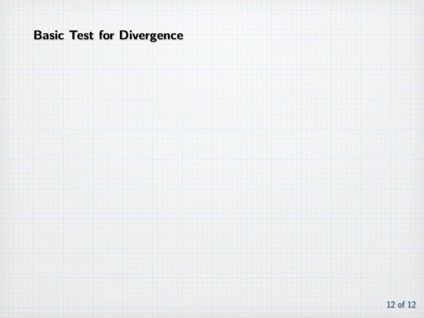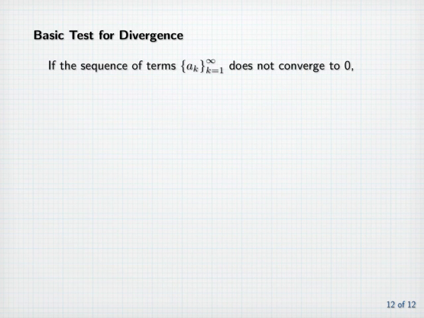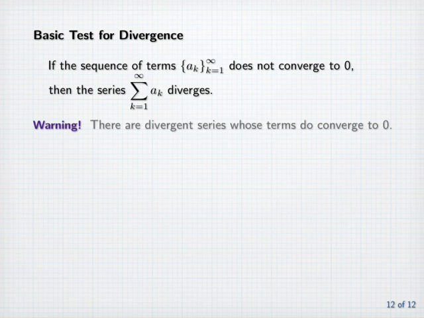Basic test for divergence. If the sequence of terms a sub k, as k goes from 1 to infinity, does not converge to 0, then the series, the sum from k equals 1 to infinity of a sub k, diverges. Warning: there are divergent series whose terms do converge to 0.